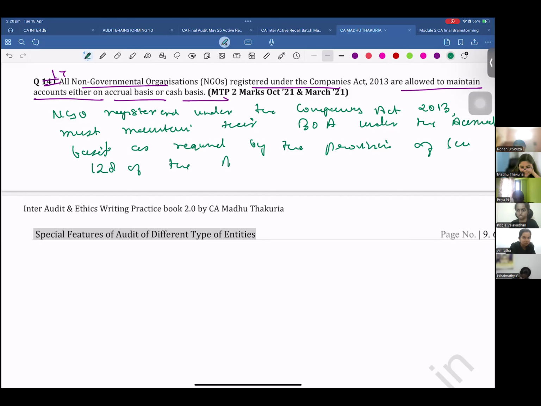Okay. So basically, Section 128 of the Companies Act anyway talks about maintaining the books of account. In that case, they have included a special provision for the NGOs that they should also be maintaining the books of account on the accrual basis. Okay, got it. Thank you so much, dear.